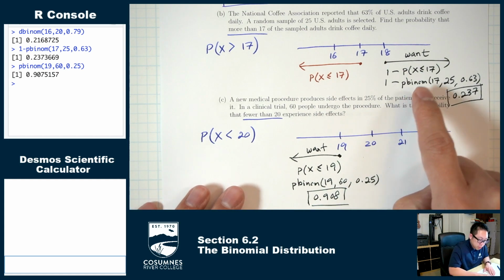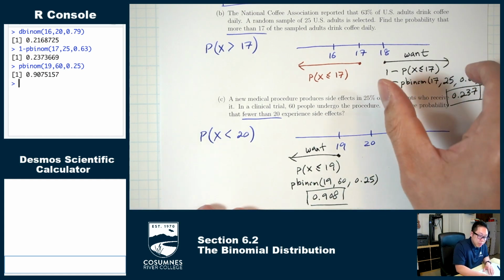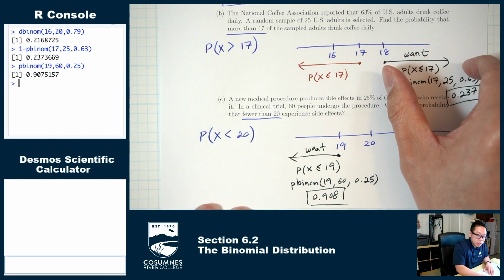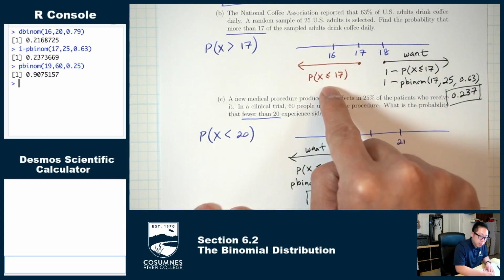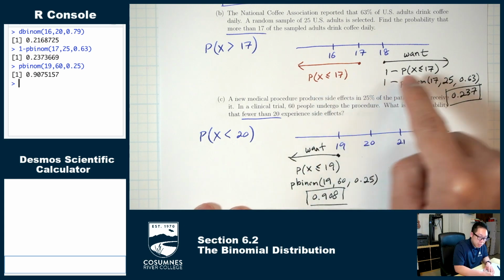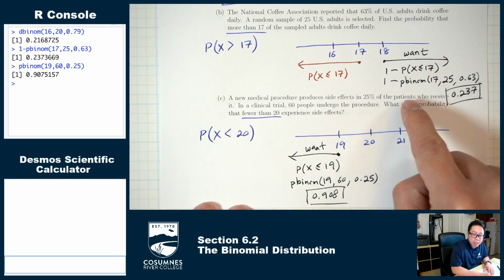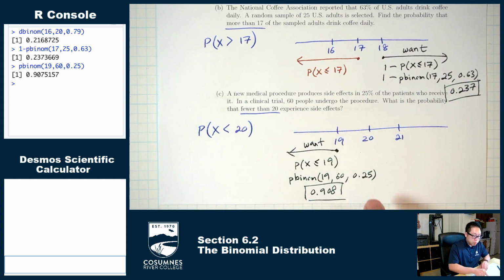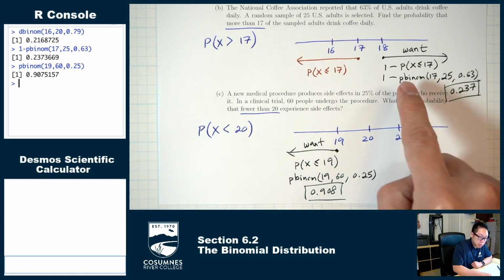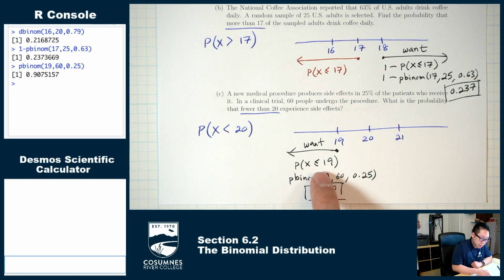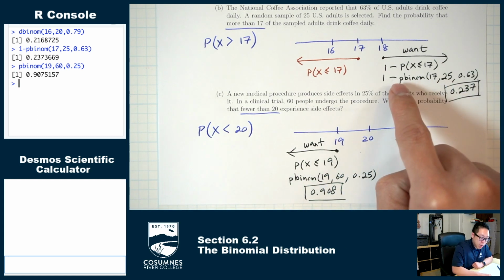In part B, I drew the picture. If you are looking for something to the right, you need to look at the left part first, write that out using less than or equal, and then do a 1 minus. And that's going to tell you what you need to write. Now, this one, I want the left side, right? So the left side, I don't need to do a 1 minus because the left side is exactly less than or equal to 19, and I can just type it in directly without having to do a 1 minus.